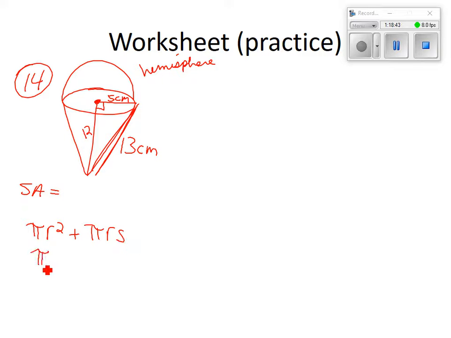What is the radius this time? 5. So 5 squared plus, what's the radius again? 5. What's the slant height? 13. Plug all of that right into your calculator. That's a 5 there, not an S. Plug all that right into your calculator. It'll do it all for you. Anybody else get that?